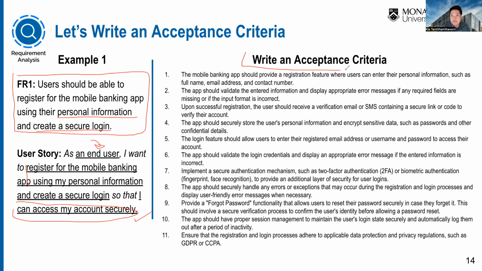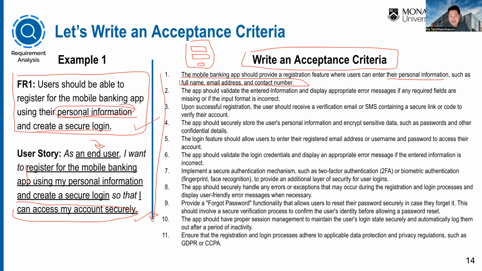And to write the acceptance criteria, this is one of the examples. Imagine that you already have one mobile app, okay? You have the username field and the password field and the login button. So what are the steps of the acceptance criteria here? It should be completed, right, in order to ensure that the requirement is met. Let's get started. The mobile banking app should provide a registration feature where users can enter their personal information such as this one, right? So personal information is linked to this requirement.